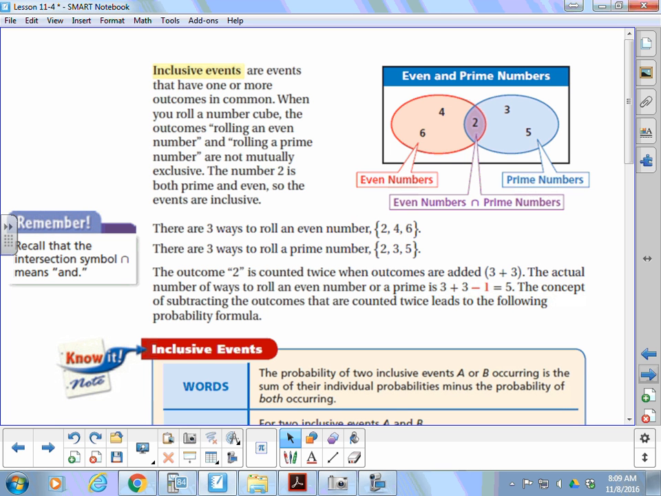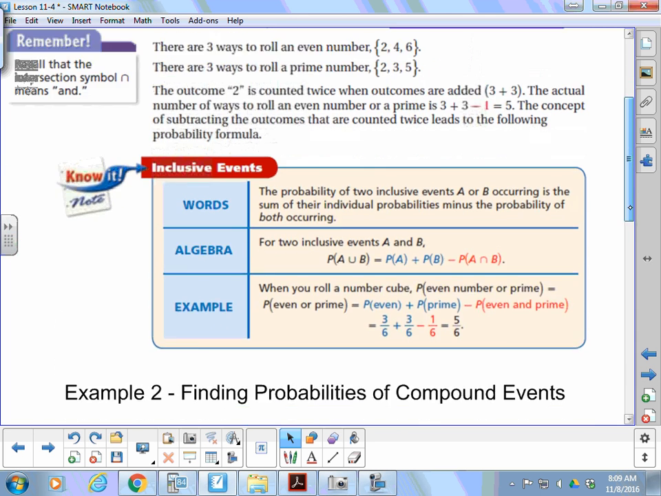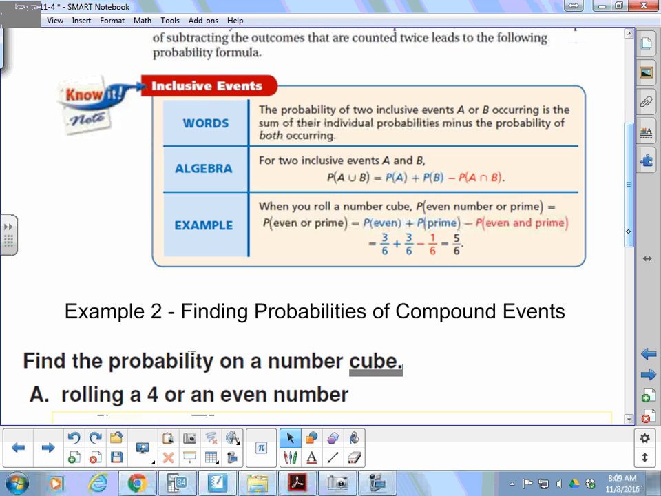The only thing is, if I add them together, I count that 2 twice, so I have to subtract the intersection so that we only count it one time. Otherwise, we're going to count it in both of them, and that wouldn't work. So for inclusive events, the probability of 2 inclusive events, A or B, occurring is the sum of their individual probabilities minus the probability of both occurring.